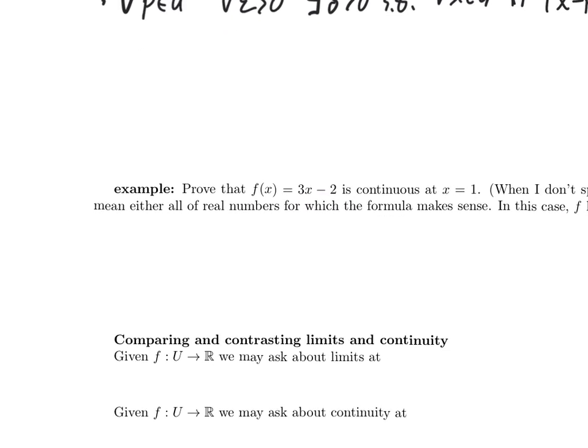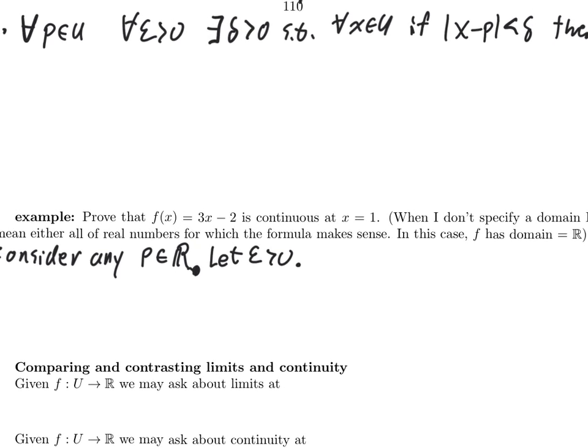So let's consider any p in the domain R. And let's consider any epsilon bigger than 0. I have a formula for this function, so chances are I can get a formula for the choice of delta that I need, but I don't know what that formula will be until I've figured out what that formula needs to be. So I'll let delta be something that I get to choose.